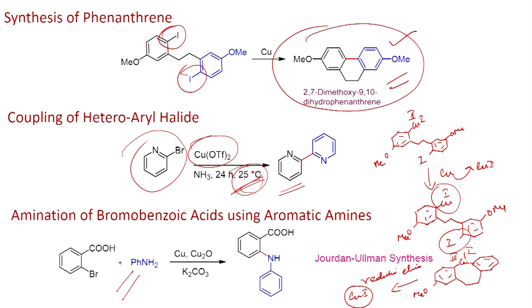So far we have seen the C-C bond formation. Here is shown the reaction of aniline with 2-bromobenzoic acid, and this can now be coupled. You can make the C-N bond amination using copper salt in the presence of base, potassium carbonate. This is known as Jourdan-Ullmann synthesis. Here also you can carry out amination, and you can also make ethers.